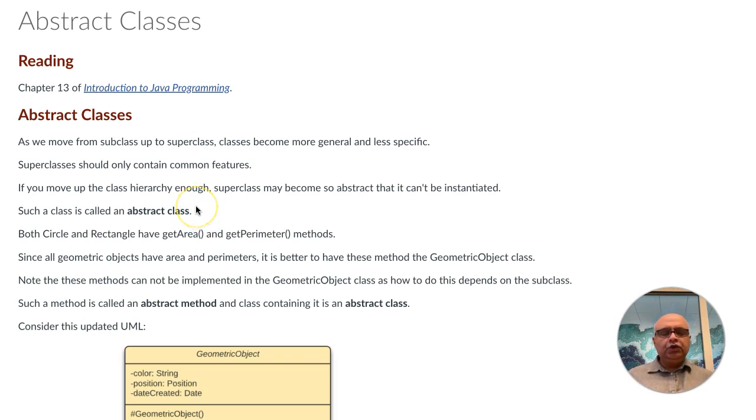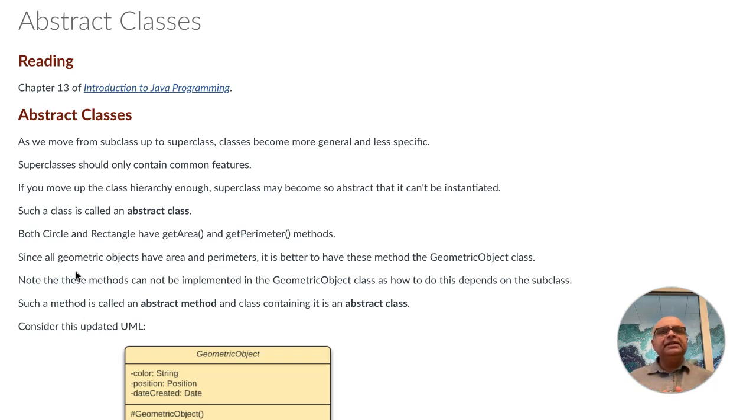In previous lessons, we had the notion of a geometric object and two subclasses called circle and rectangle. The geometric object was a superclass, and we had two subclasses, circle and rectangle. Both circle and rectangle have the notion of an area and a perimeter, so getArea and getPerimeter methods. Since all geometric objects have the notion of area and perimeter, it is better to have those methods in the superclass, in geometric object.